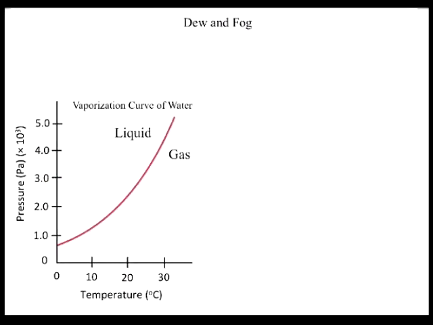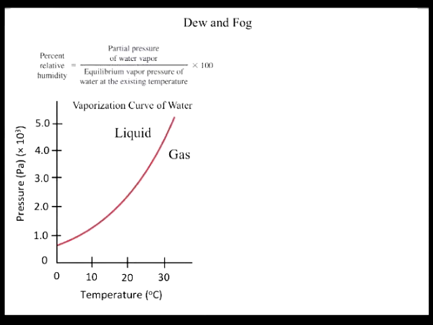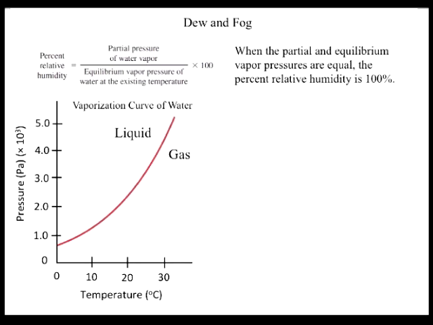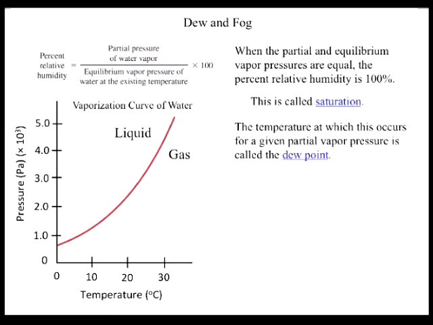When air containing a given amount of water vapor is cooled, a temperature is reached in which the partial pressure of the vapor equals the equilibrium vapor pressure. This is called saturation, and the temperature at which this occurs is known as the dew point, since dew or fog will form under this condition.